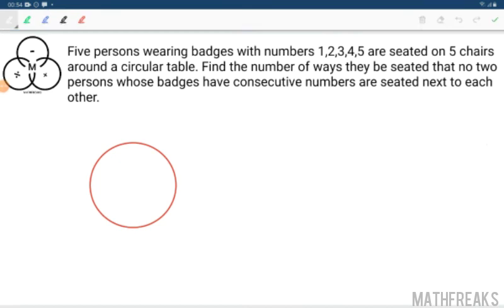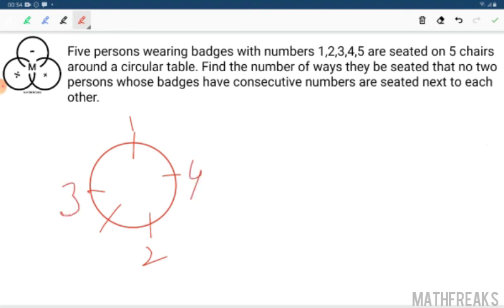Consecutive numbers 1, 2, 3, 4, 5. Suppose the person with number 1 is sitting here. 2 cannot be seated here, so 2 is sitting here. Then 3 cannot be here. Here we can have 4. 3 is here, 5 is here. This is one possible arrangement.